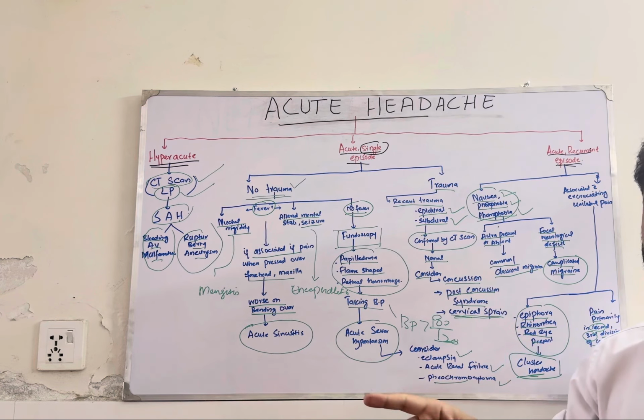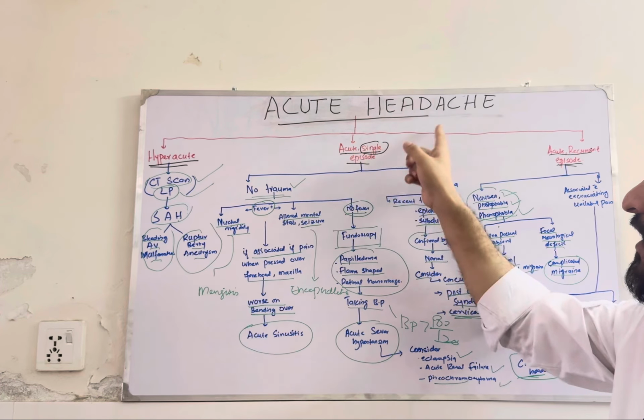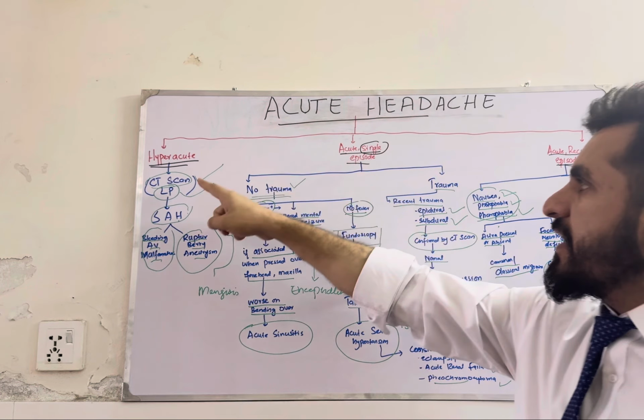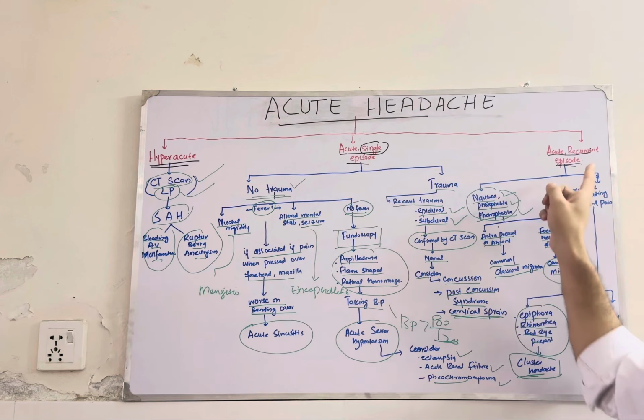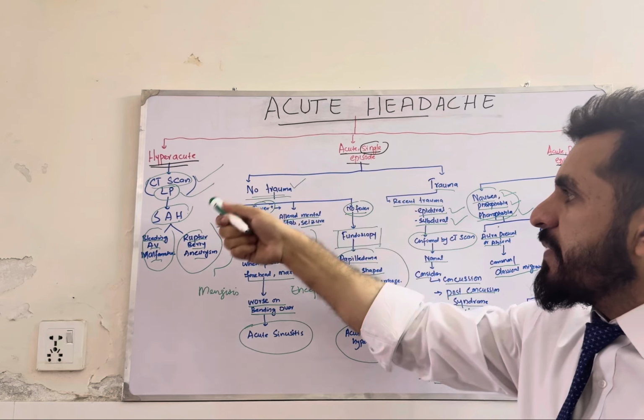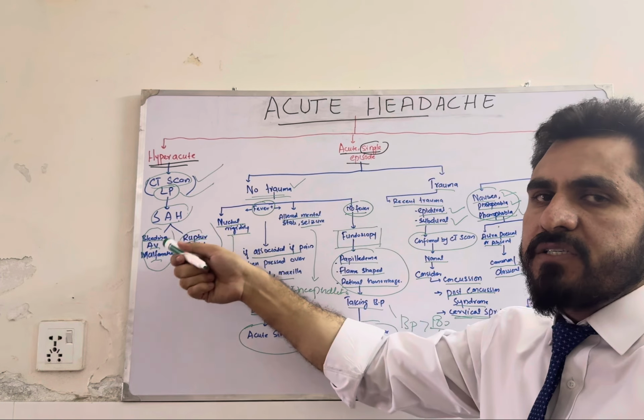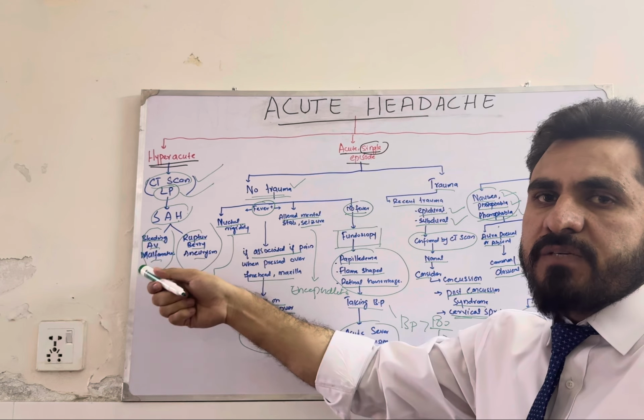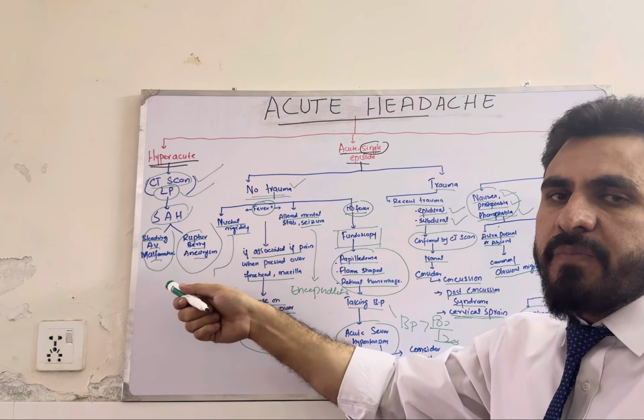So shortly, I will tell you very quickly that acute headache is divided into hyperacute, acute with a single episode, and acute recurrent headache. In a patient with hyperacute headache, we will rule out subarachnoid hemorrhage. Subarachnoid hemorrhage because of two things: either there is an AV malformation bleeding, or there is a rupture of a berry aneurysm.